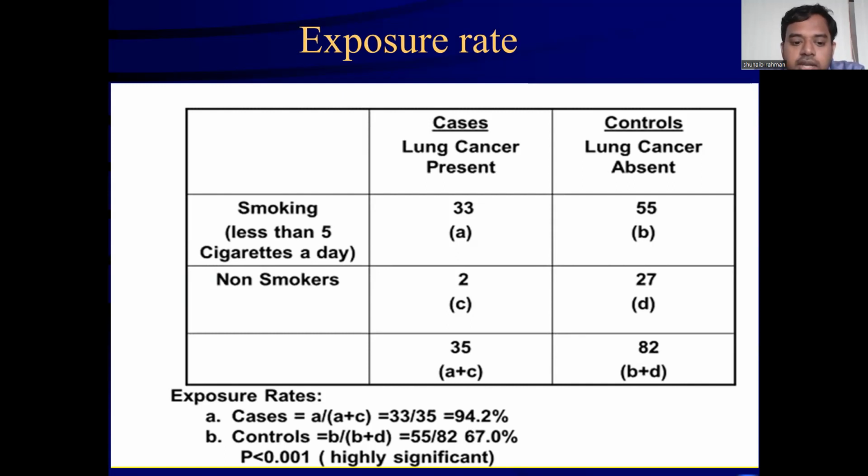So now how are you going to calculate the exposure rate? If you do a vertical calculation, A by A plus C, you are going to get the exposure rate of your cases. 94.2 is the exposure rate. This 94.2 is the percentage of people, or 94.2% of people, those who got the disease were smokers. So it's a high percentage. It will be a significant number. And in controls, that is 67%. Out of the controls, 67% of them were smokers.